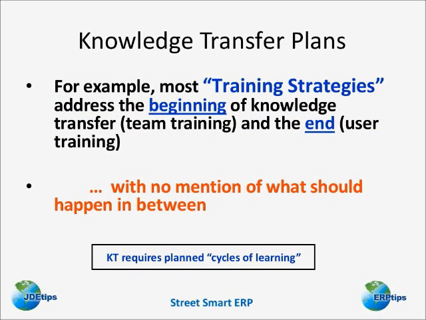For example, most training strategies I've ever seen in so-called project charters talk about the beginning of the process, team training, and they talk about the end of the process. But there's very little discussion at all about what goes on in between. The point is, knowledge transfer requires planned cycles of learning. You need some form of deliverables to set expectations and also manage progress.